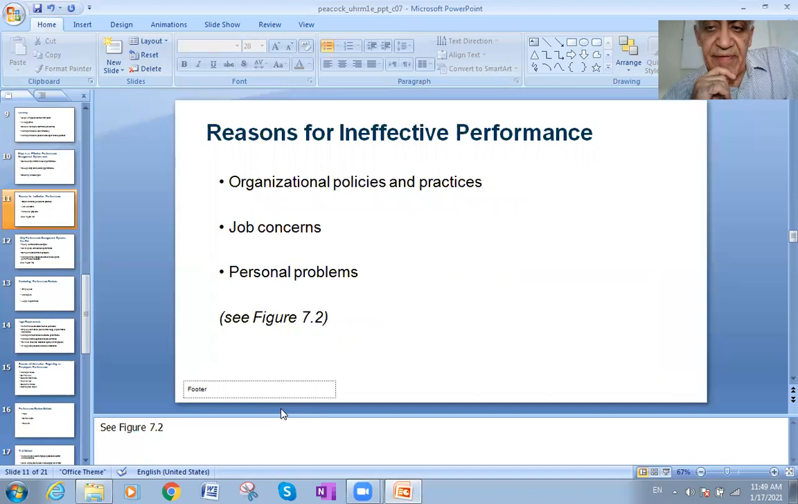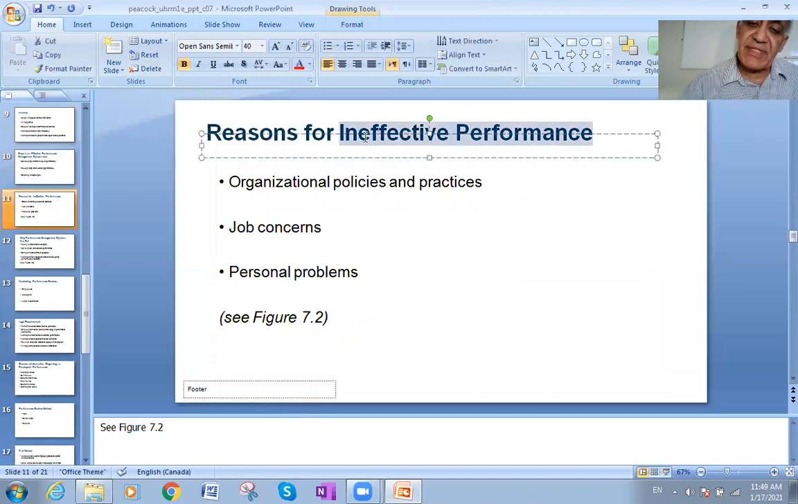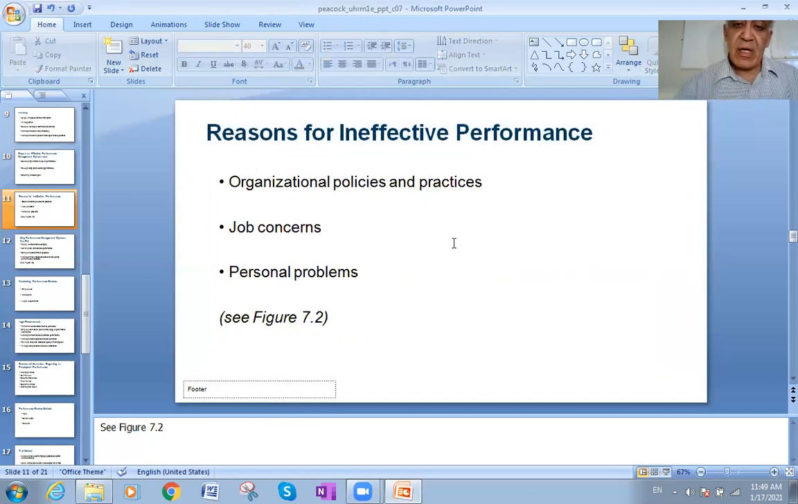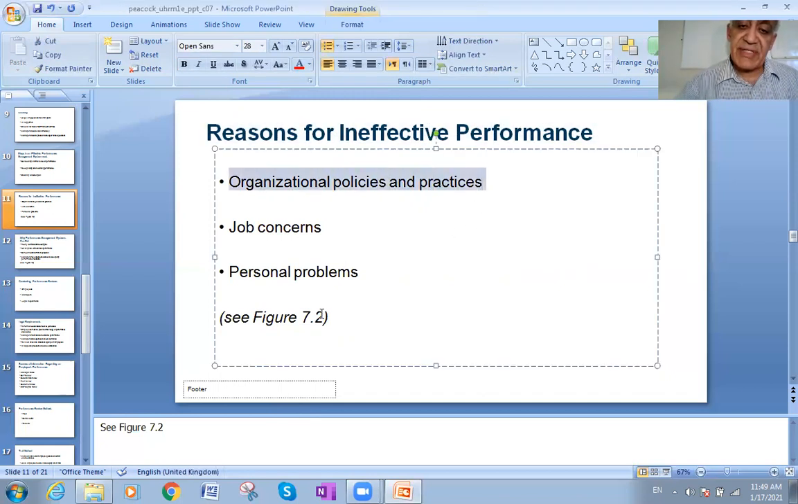Reasons for ineffective performance. We know now that effective performance means good performance, and now there are also reasons for ineffective performance. Let's go and see what the reasons for ineffective performance are: organizational policies and practices, job concerns, and personal problems. So all this is about the organizational policies and the practices.